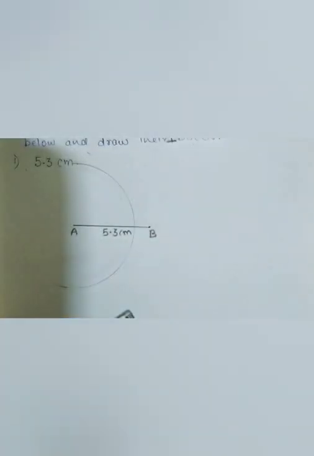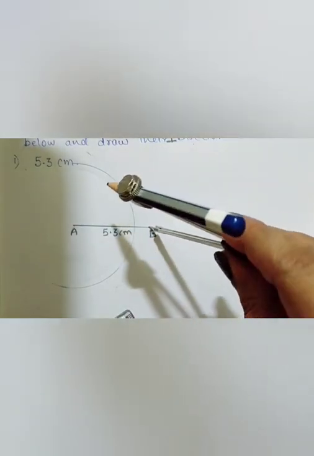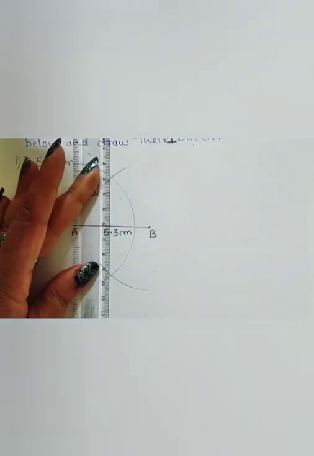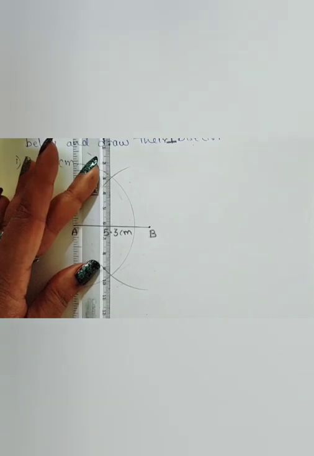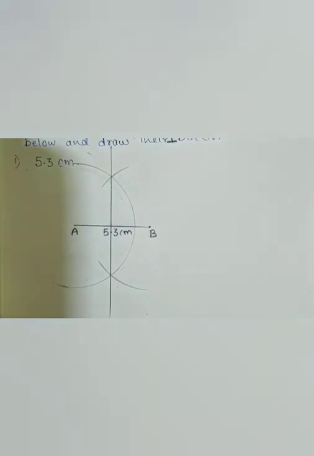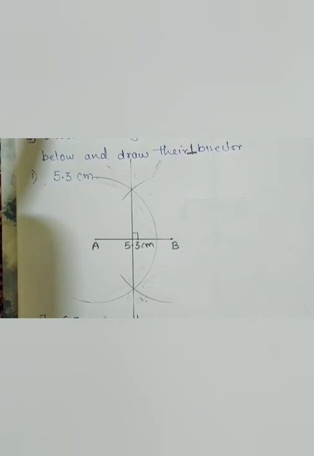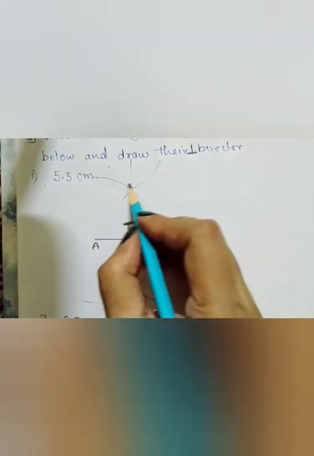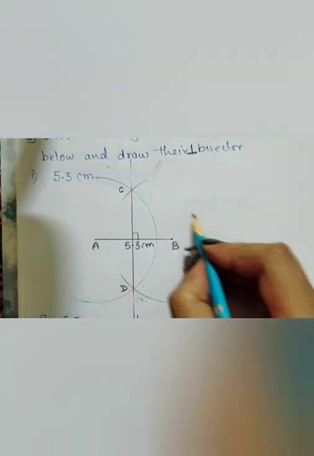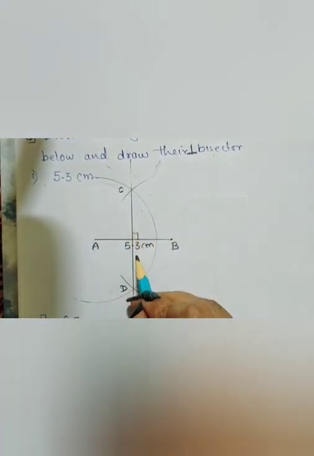Okay. Now I will keep the compass on B and then I draw an arc. And I'm going to join this. So this is the perpendicular bisector of line segment AB. I will give this names. This is C and this is D. And in the middle we'll give the name M. Okay, this is point M.